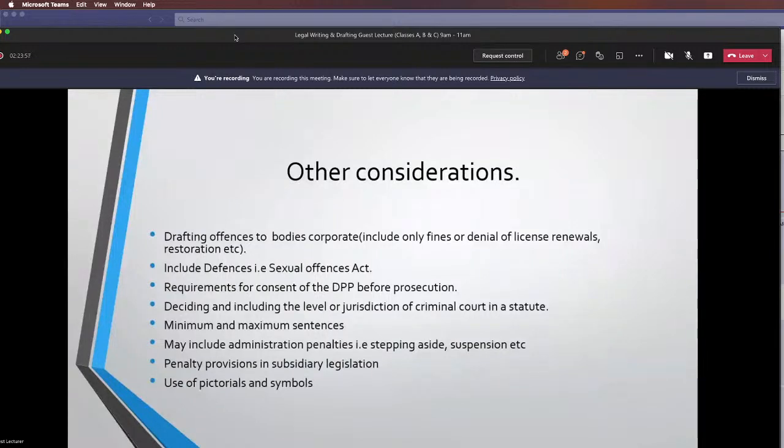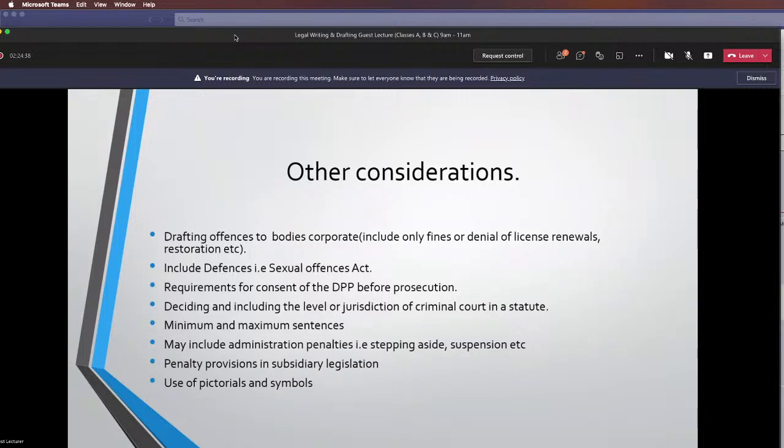Recently, though, and this is departing from the general principles, we've had situations where you have bodies corporate having the directors or institutions having their main management being subjected to criminal liabilities, which is not very right unless somebody is charged as an individual. But we are saying that drafting offenses to bodies corporate in any law, please provide for fines or other ways of penalties like licensing, renewal, denial, or forcing them to restore over and above the fines.